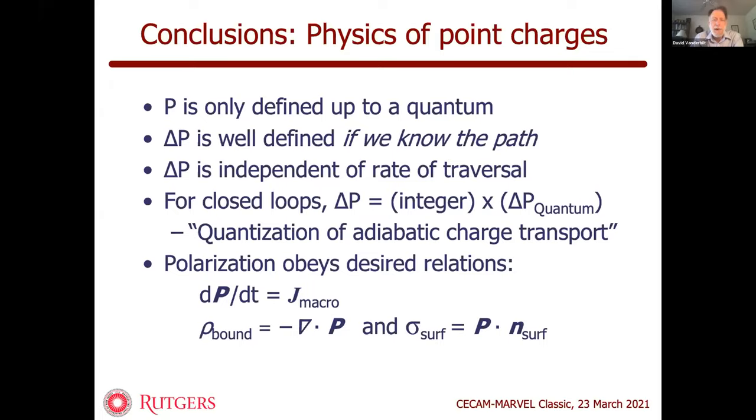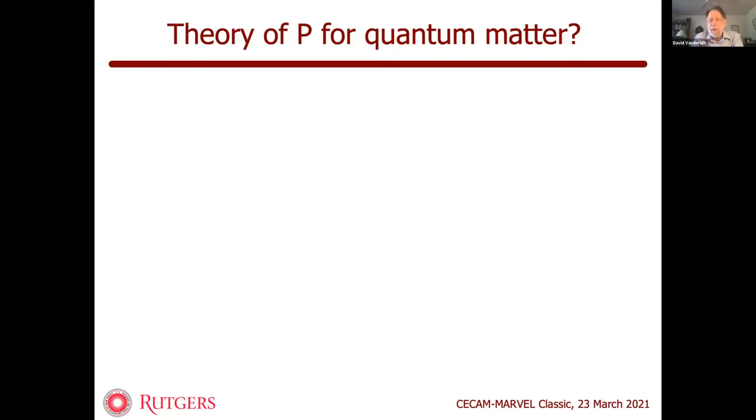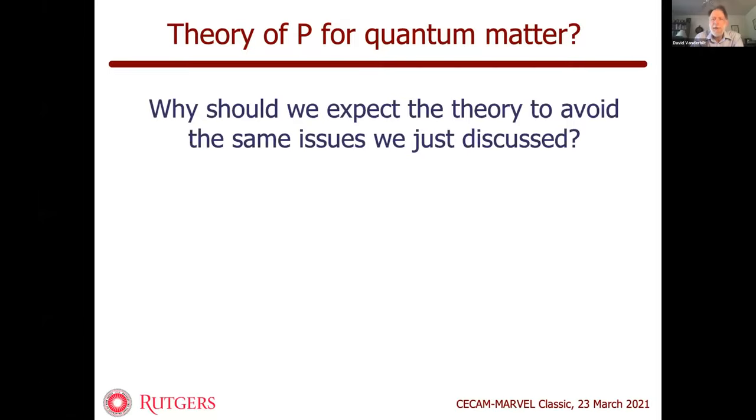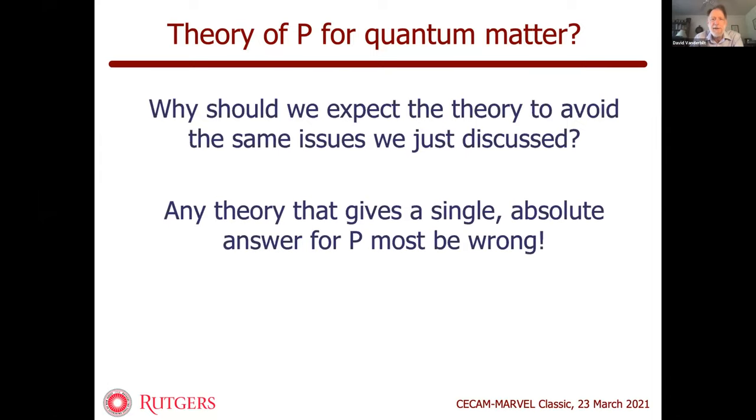So this is what a theory of polarization looks like for a system of point charges. What about for a truly quantum mechanical system? Well, why should we expect to be able to do any better? I mean, the whole community before 1992, 93, when the modern theory of polarization, so to speak, emerged, we were very used to calculating things as expectation values of some operators. Charge densities, total energies, forces were all expectation values of operators. And that always gives you a single absolute answer.